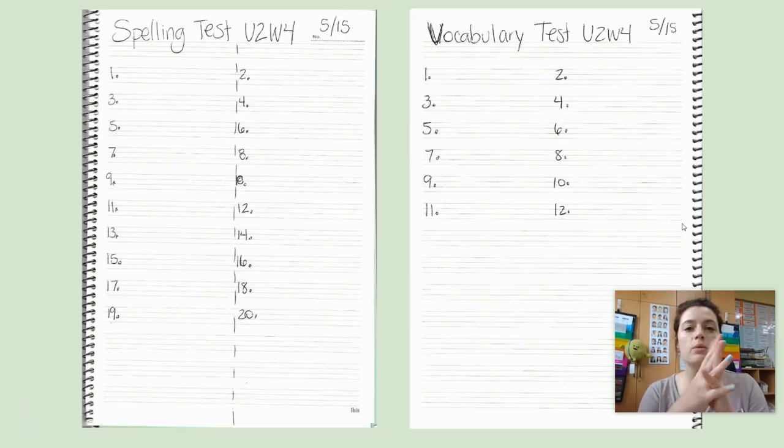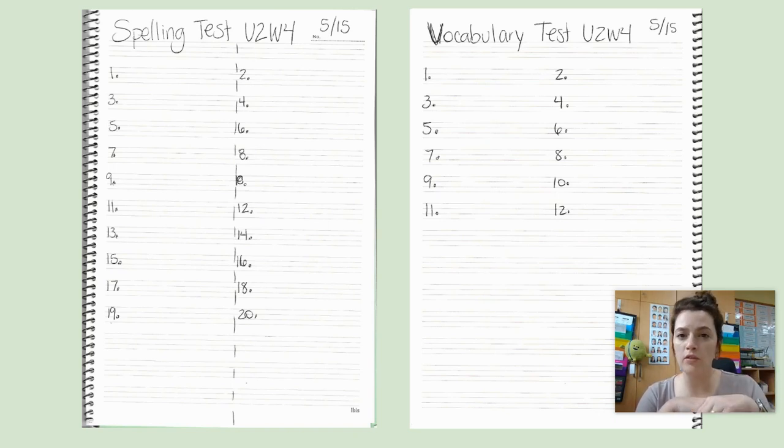Okay, this is what your spelling and vocabulary tests are going to look like for this week. I want you to do it exactly like how I made it for you here. So at the top of one paper, you are going to write spelling test U2W4, which means Unit 2, Week 4. And you need to put today's date, which is the 15th.